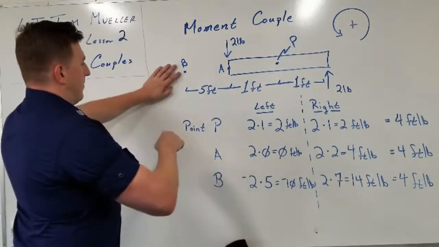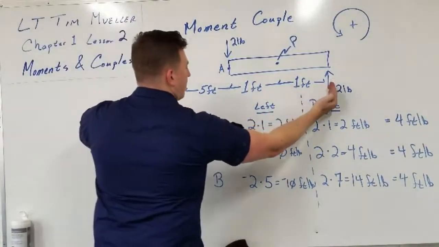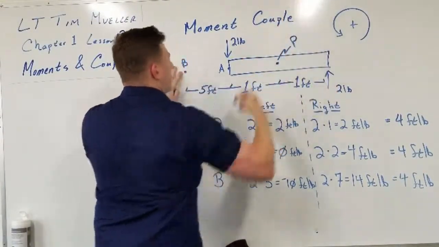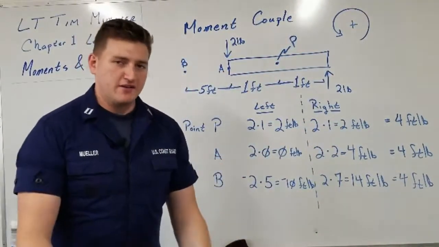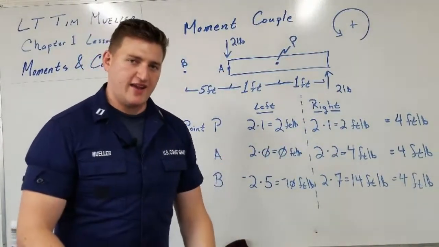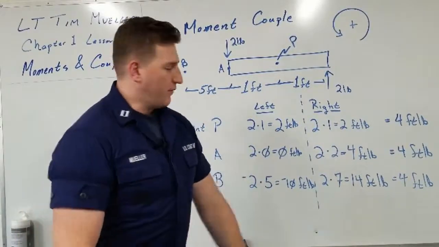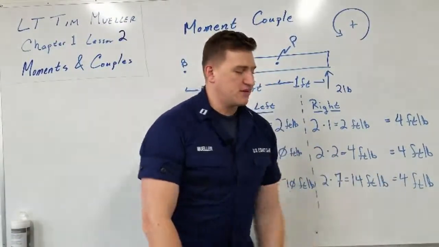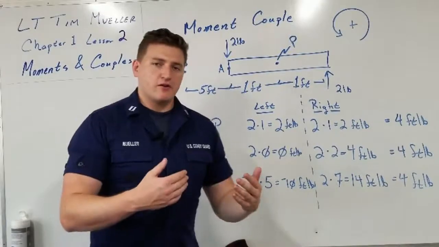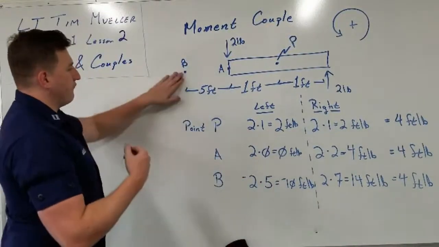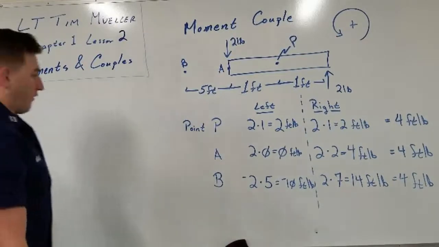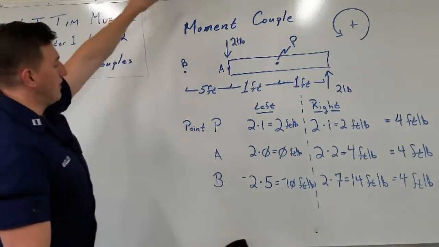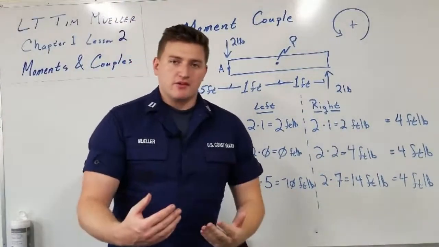Now if we look at it, about point B, this arrow makes everything want to go counterclockwise. So that's a positive moment. So we have a positive 14, a negative 10, we just add them together and we get a positive 4 foot-pounds, which means that no matter where we take this reference point, it can be B, A, it can be all the way over here, or we can even put a point down here or up there, the moment couple is going to be the same.